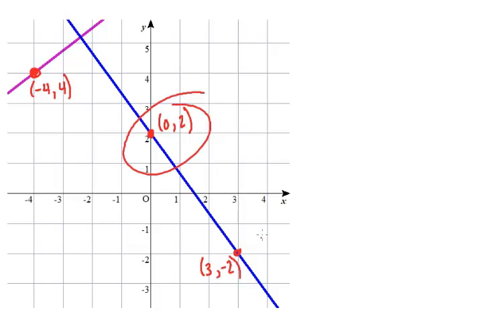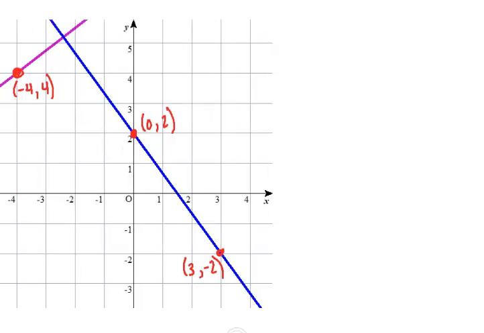Because I have 2 points for the blue line, I can find the M of the blue line first. And then, because I know that they are perpendicular, I can find the M of the purple line like that. Finally, I can use this point of the purple line in order to find the B. And knowing the M of the purple line and the B of the purple line, I can find the answer. So that's the process I'm going to use.